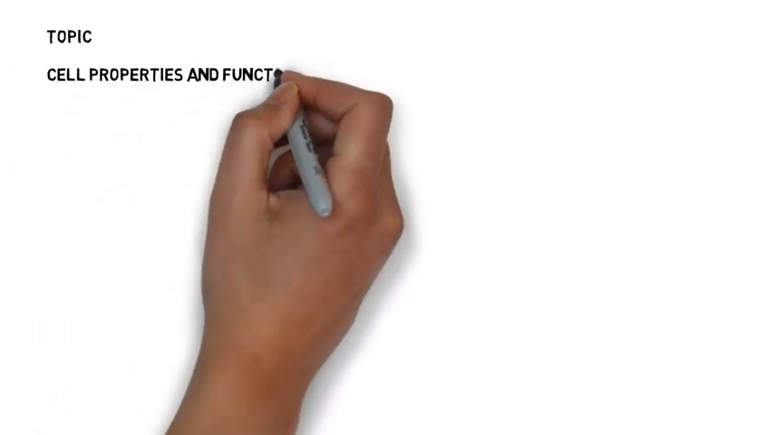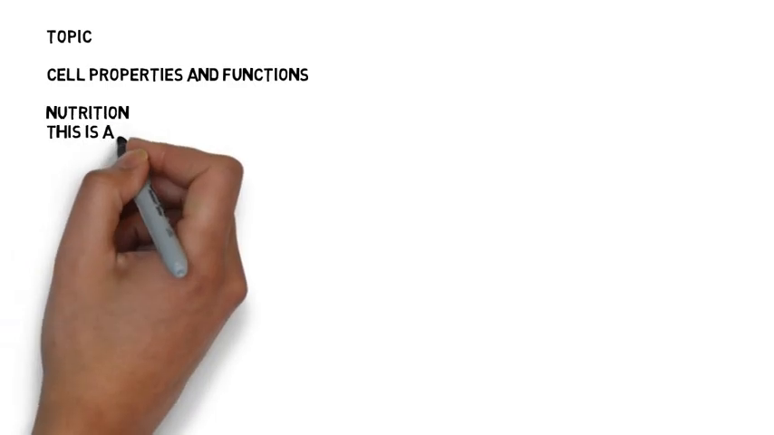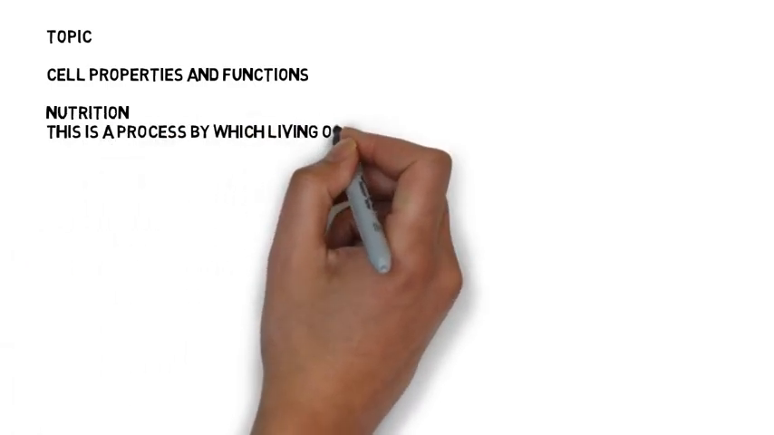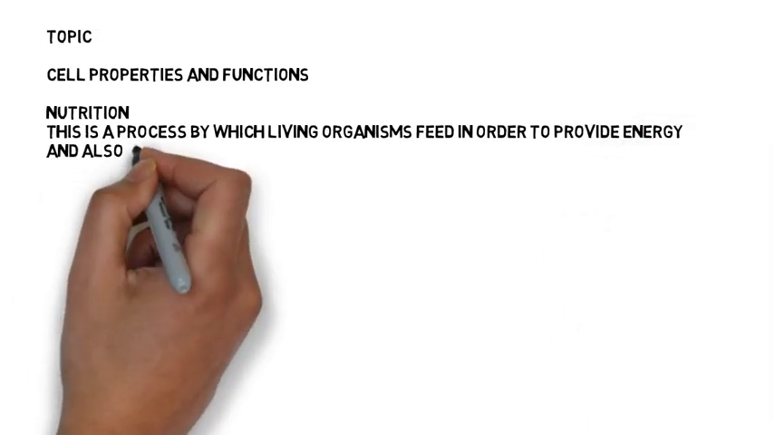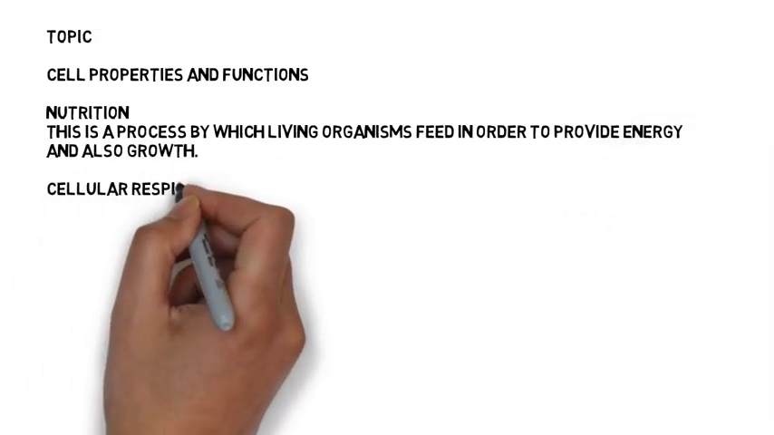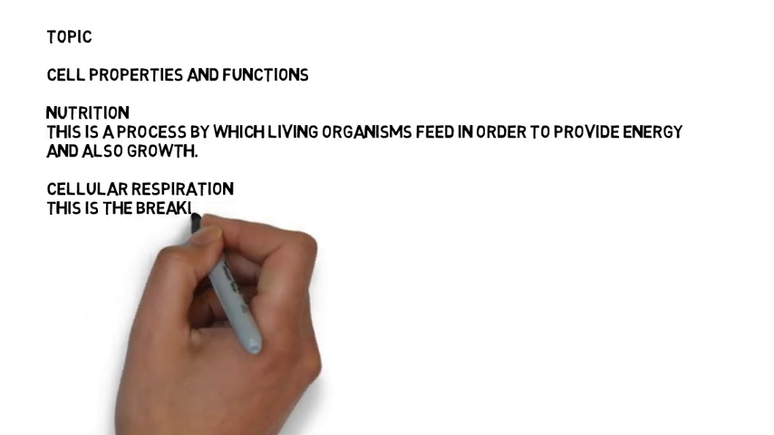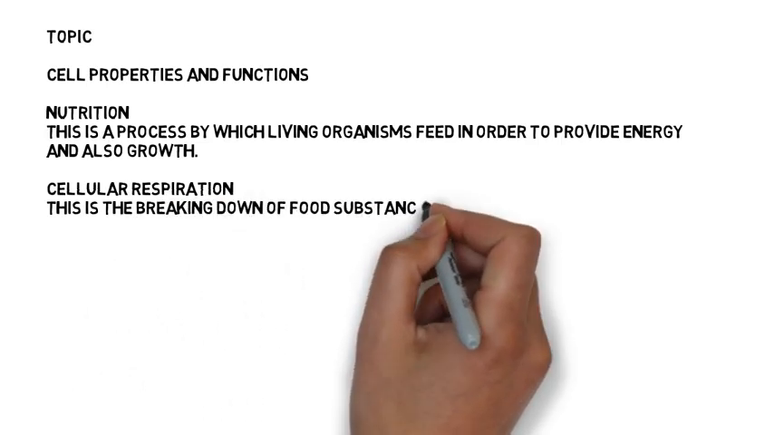Topic: cell properties and functions. 1. Nutrition. This is a process by which living organisms feed in order to provide energy and also growth.